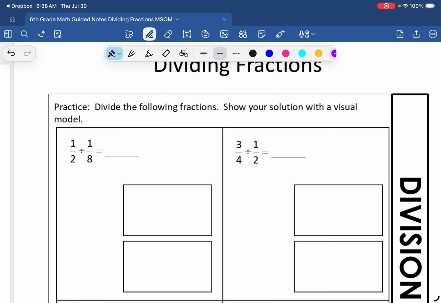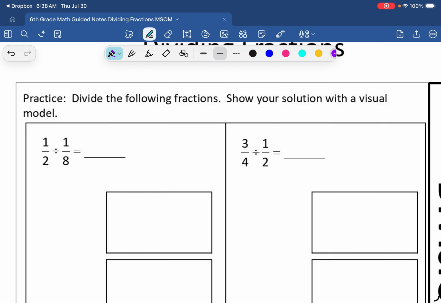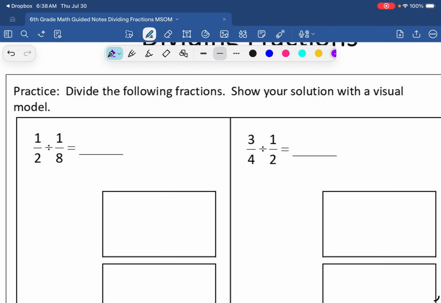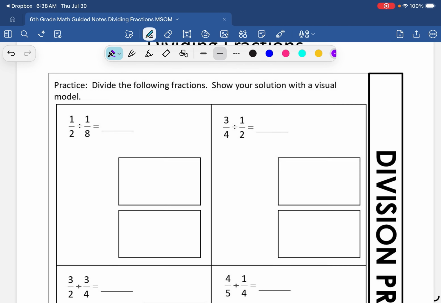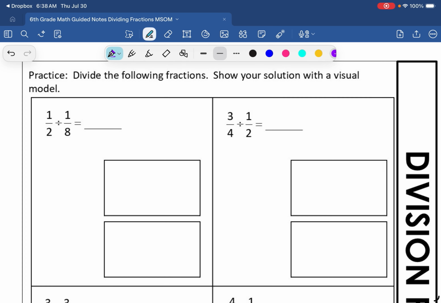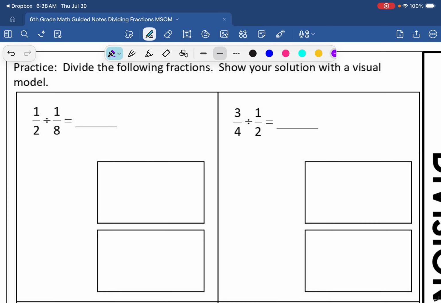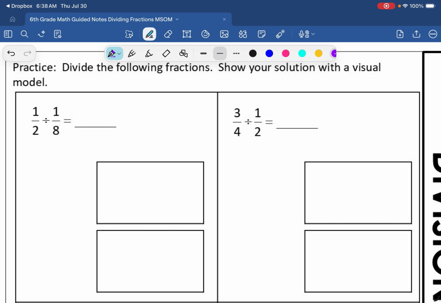Practice. Divide the following fractions. Show your solution with a visual model. Now these models are often given more boxes than we need. It's just in case you do it a different way. But we will not use all the boxes if we don't need to.